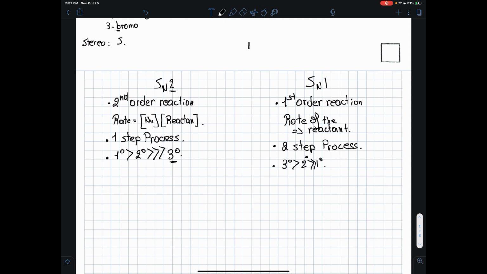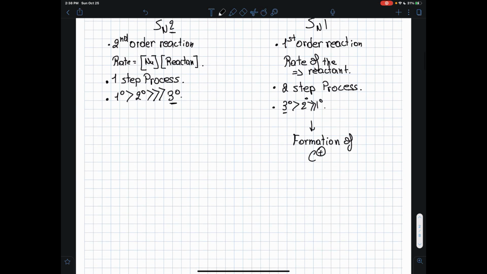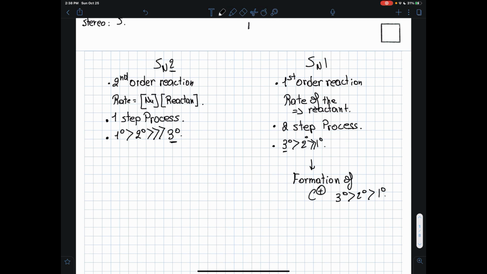Right. And the other thing to notice is during SN1, there is a formation of a carbon cation. And that's why tertiary is better in SN1 compared to SN2. The reason why is, remember, the stability of a carbon cation is tertiary better than secondary, better than primary. Now, when we're talking about SN2, the reason why it's primary better than secondary better than tertiary is because the whole reaction happens in 1 step. So the nucleophile has to attack the carbon that's connected to the leaving group, and the leaving group has to leave.